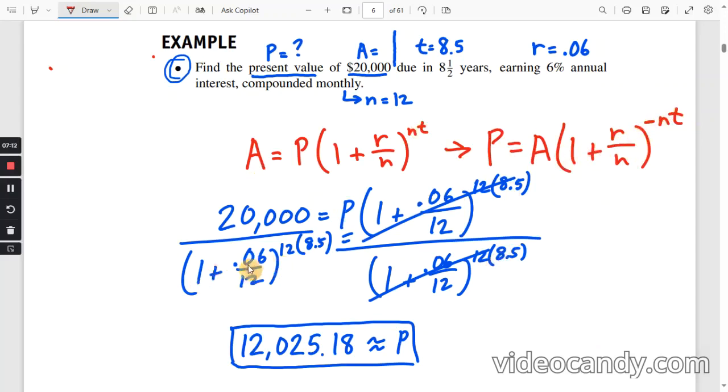Because this right here would be in the denominator of A. See, we divided both sides by that. So the exponent would be negative if you had solved for P algebraically instead of plugging in the numbers first. But it's the same thing.